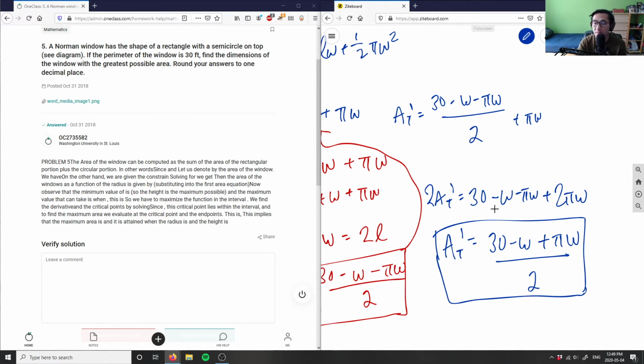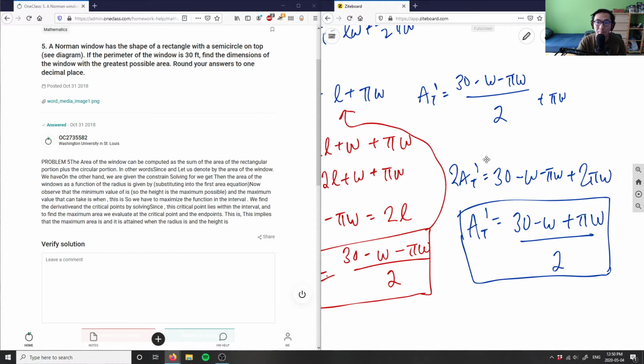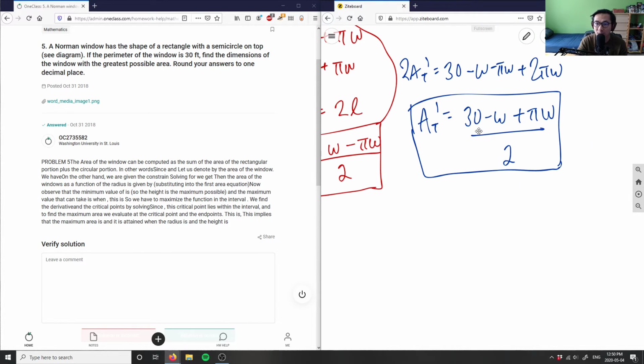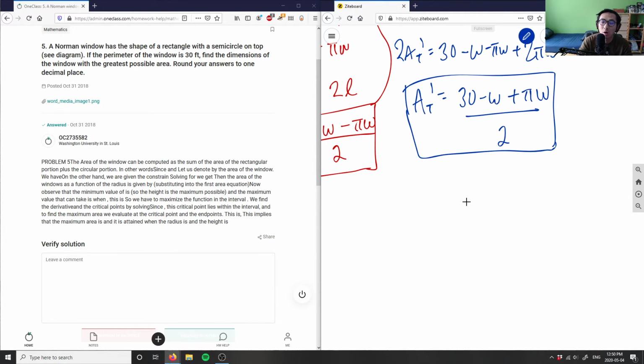What I can do is set my A prime to 0. If I set it to 0, I can solve for my critical point, and I can solve for my width. Because if I set it to 0, I'm solving for the critical points, which are both the maximum and the minimum points, because it's telling us to maximize our area, right? So if I set it to 0, I'm going to get 30 minus w plus pi w all over 2.